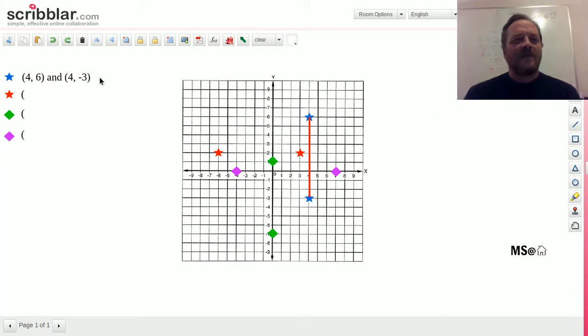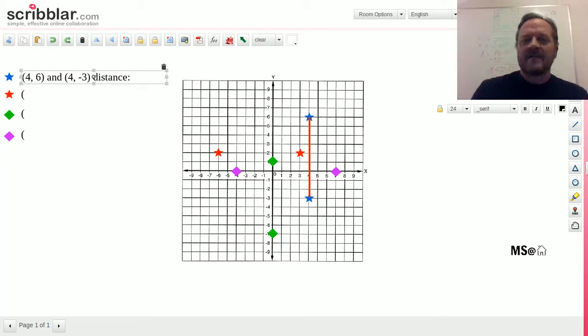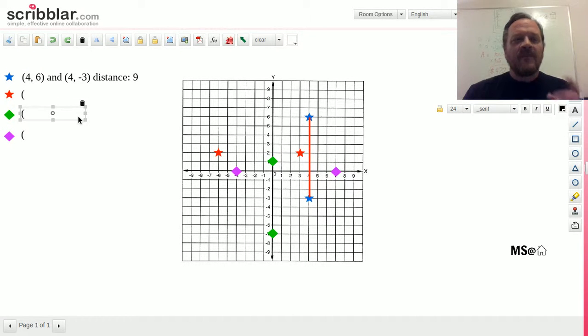All right. Now, the last thing I want to do with these 2 points is I want to be able to tell what is the distance between them. Now, we could very easily look at the graph and say, well, let's count. Let's start at the top and go 1, 2, 3, 4, 5, 6, 7, 8, 9. Easy, all right? But what if I didn't have a graph for you? What if I just told you that we had those 2 points, (4, 6) and (4, -3)? How would you find distance from those?